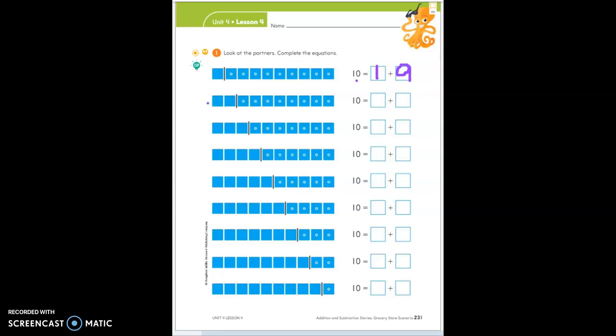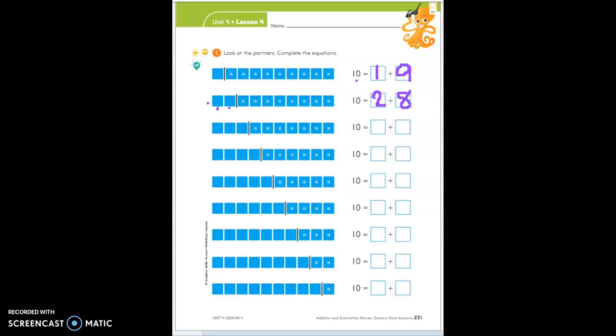So let's do this one. How many are before the break apart stick? 1, 2. Write a 2. How many are after the break apart stick? And you can count them if you want, or you can know that if we have a total of 10 here and we took away 2, we have how many left? 8. So go ahead and put 8.